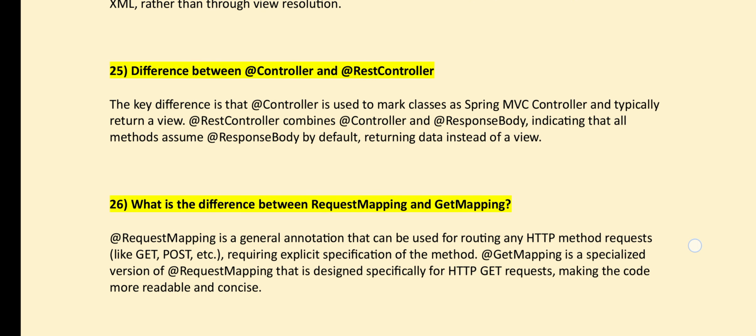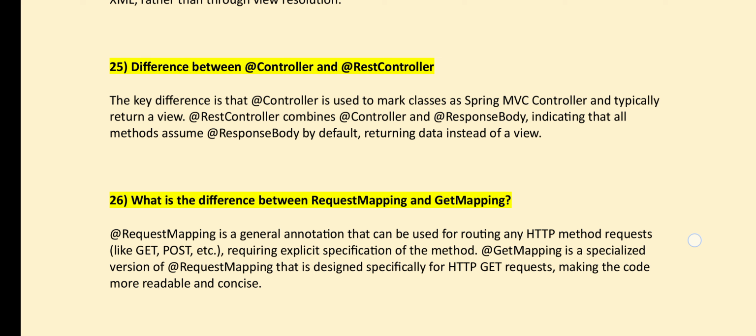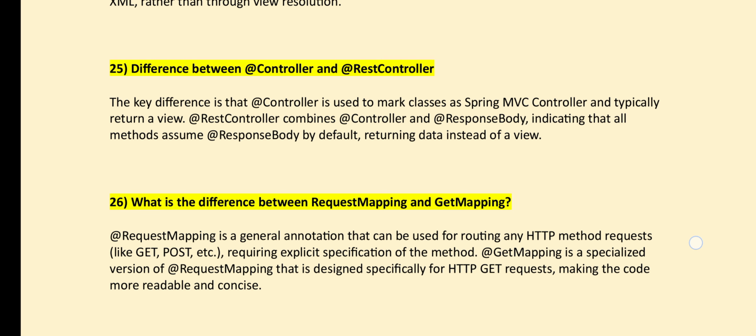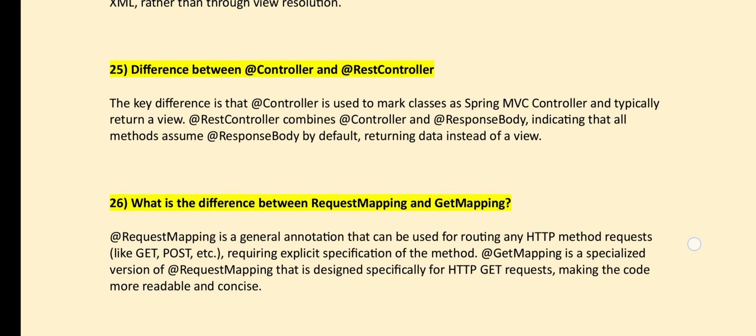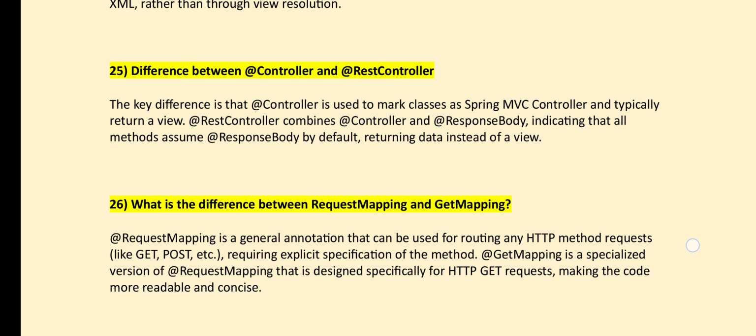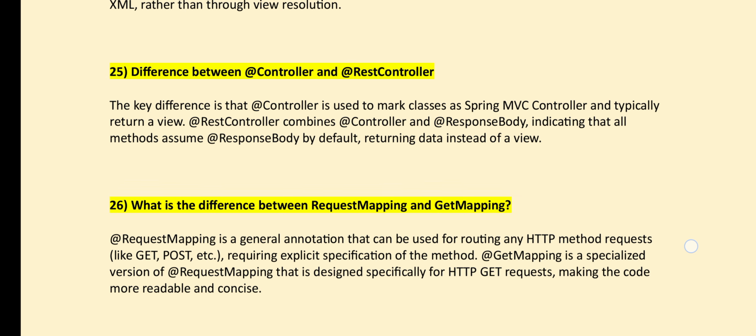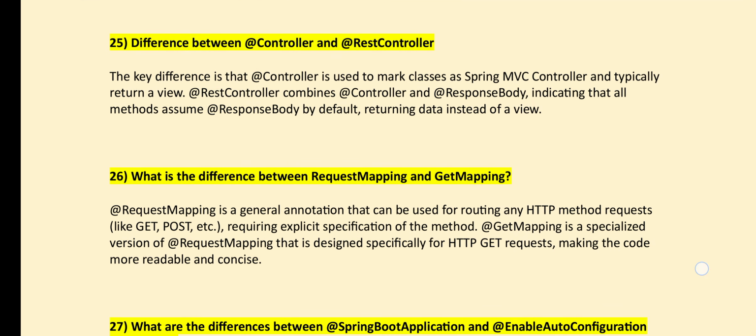What is the difference between @RequestMapping and @GetMapping? @RequestMapping is a general annotation that can be used for routing any HTTP methods like GET, POST, PUT, etc., requiring explicit specification of the method. @GetMapping is a specialized version of @RequestMapping that is designed specifically for HTTP GET requests, making the code more readable and concise.